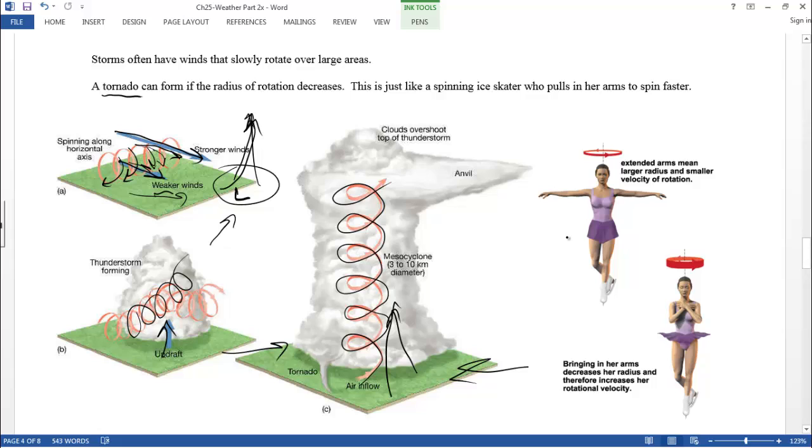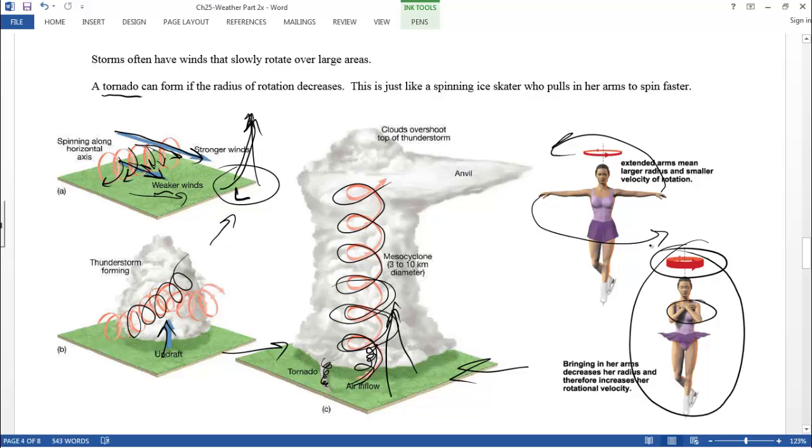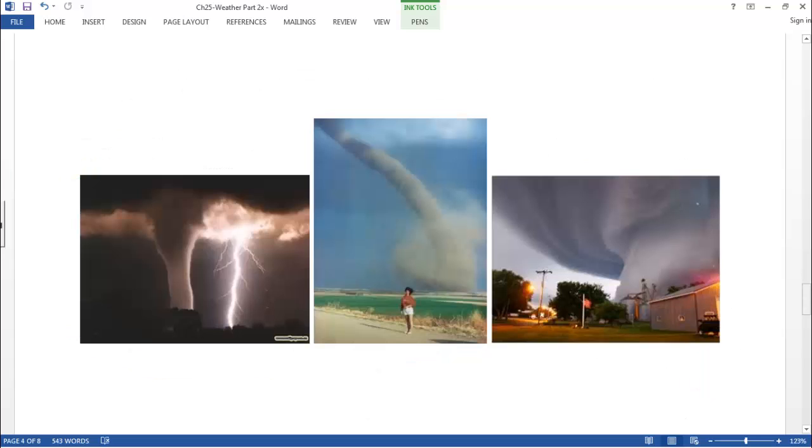But consider an ice skater who's spinning, and she has her arms extended way out. With her arms extended way out, she's going to spin slowly. But as soon as she tucks in her arms, she's going to speed up. Well, that's what happens to create a tornado. Sometimes these big looping spins of air will tighten up. The radius of rotation will shrink up, and suddenly they'll spin much, much faster, just like that ice skater. And that'll create a tornado. So here's some pictures of tornadoes. She makes me nervous.